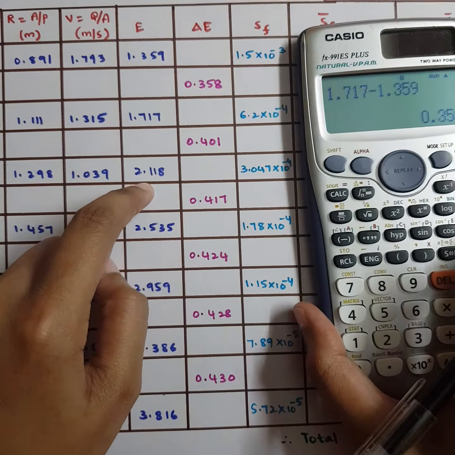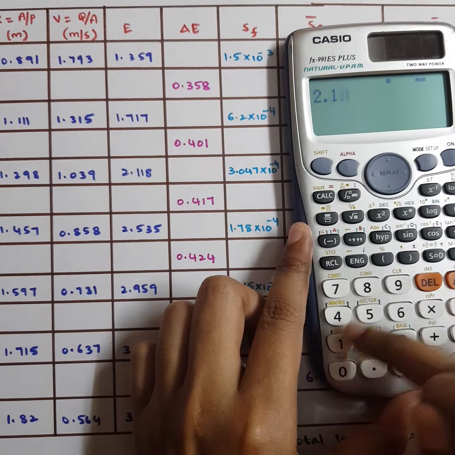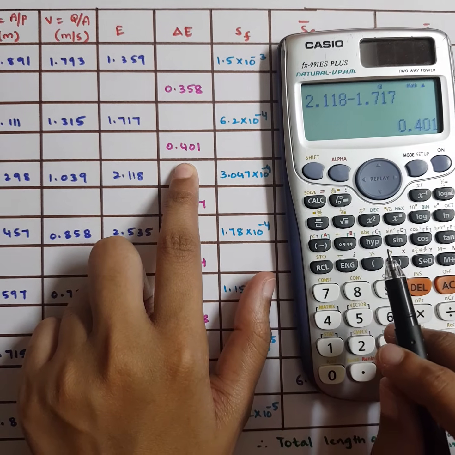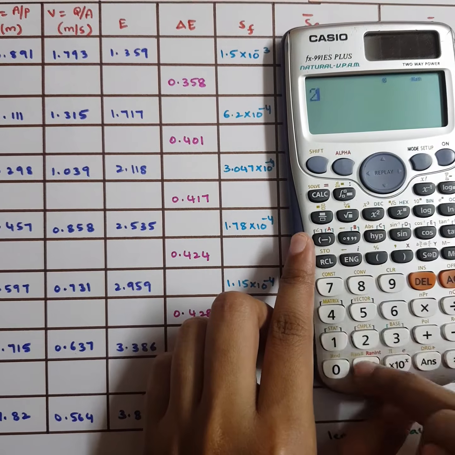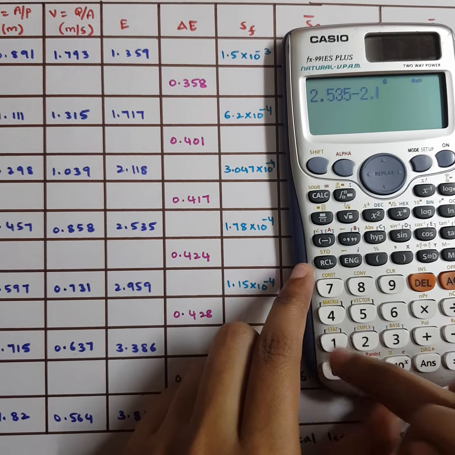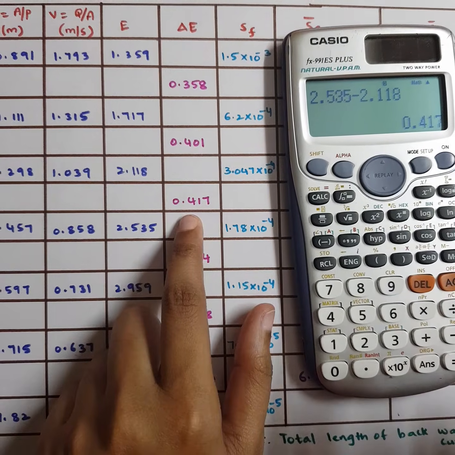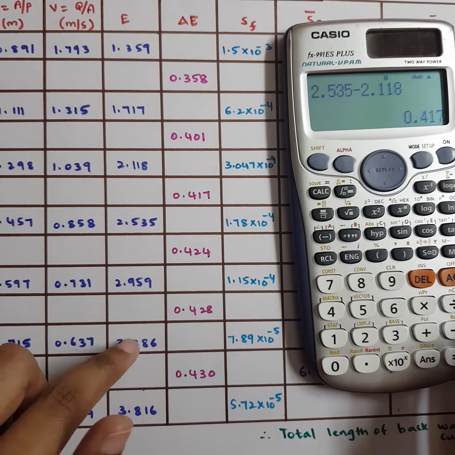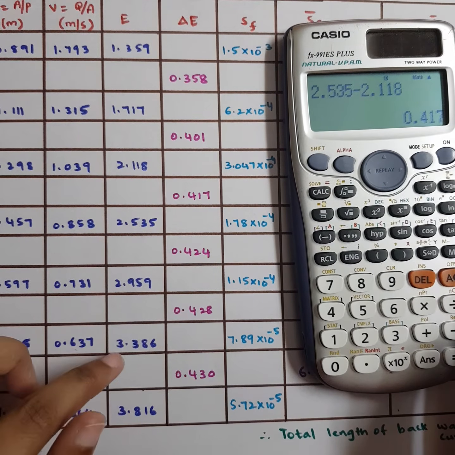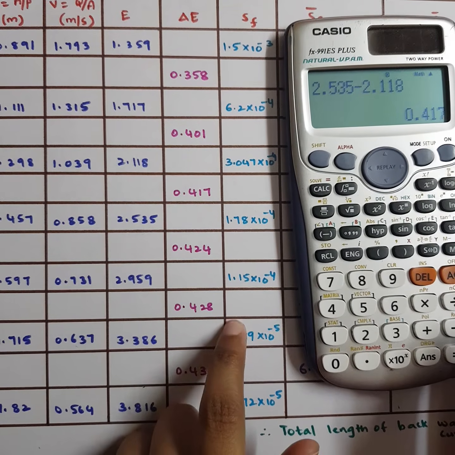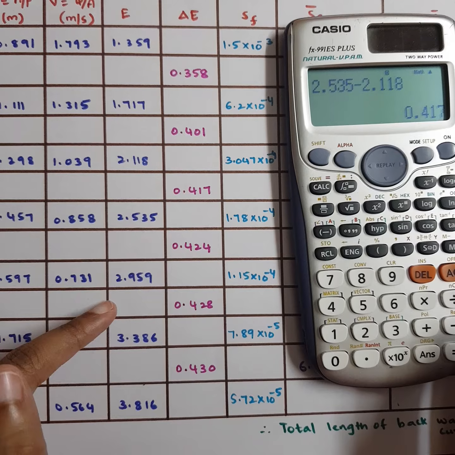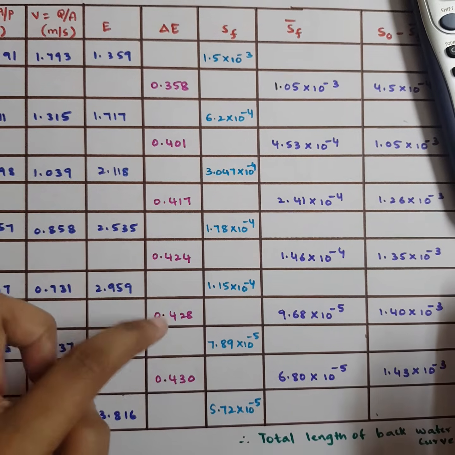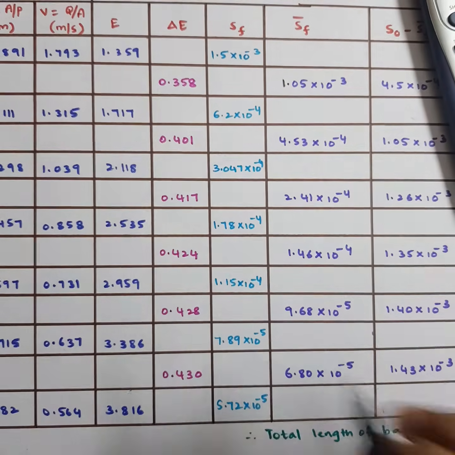Similarly, I'll show you another example, the second interval: 2.118 minus 1.717 is 0.401. What will be the third subtraction? 2.535 minus 2.118, that's 0.417. Again, the next calculation will be 2.959 minus 2.535, which comes out to be 0.424. Next one will be 3.386 minus 2.959. The last one will be 3.816 minus 3.386, which is 0.430. Like this you have to finish, and remember you have to put it in the middle. Now we are done with the calculation of delta E also.